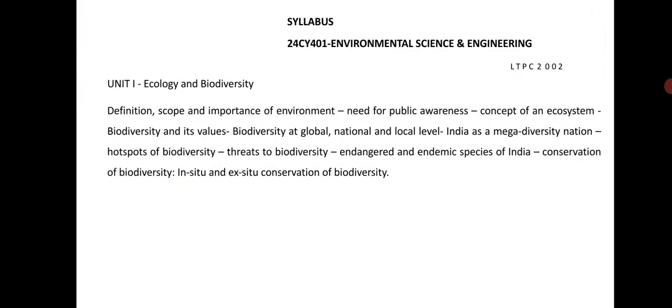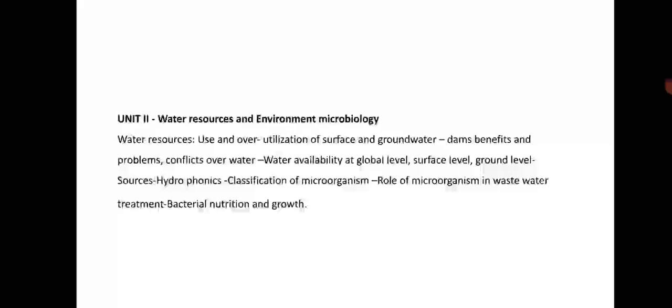So the first unit is Ecology and Biodiversity. This unit describes the need for protection of the environment, the importance of environmental education to create public awareness, the components of ecosystems, the levels of biodiversity, its distribution and hotspots, and the threats to and conservation of biodiversity. The second unit is Water Resources and Environmental Microbiology.